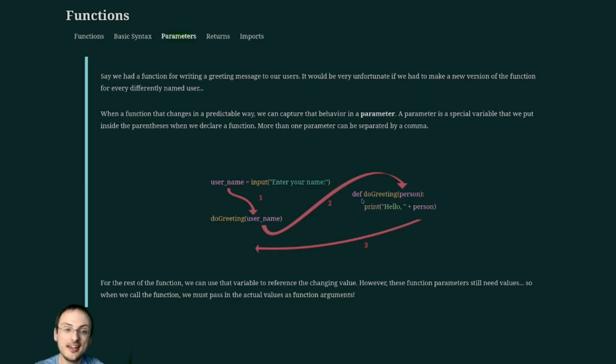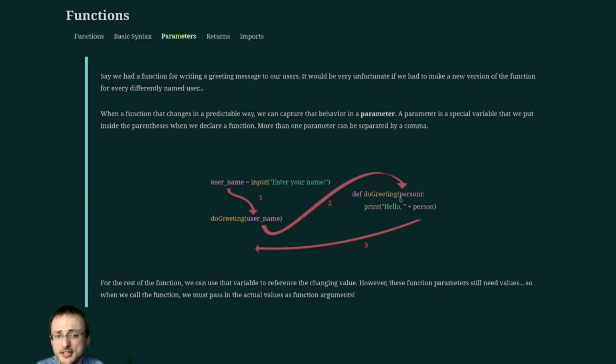I just say, here is a group of instructions called do greeting. And in order to do greeting, you have to give me one thing. You give me the person. And that's what those parentheses are actually for when we define a function and then call it, is that's where parameters get set.